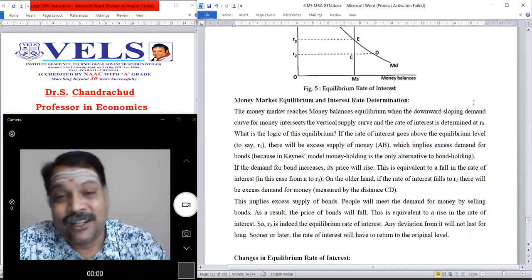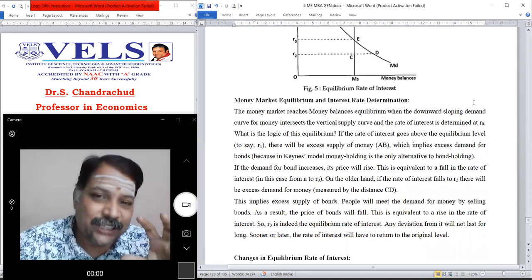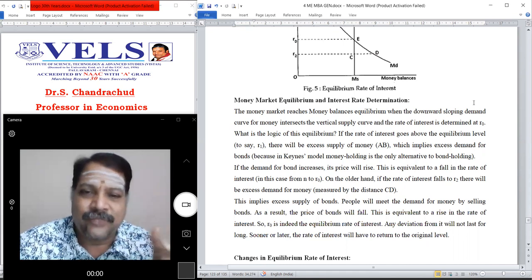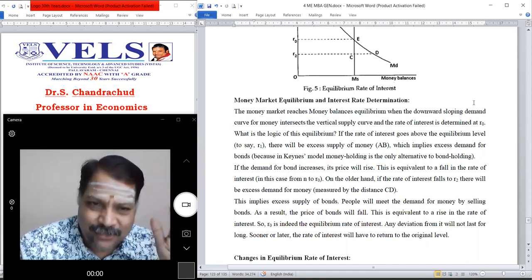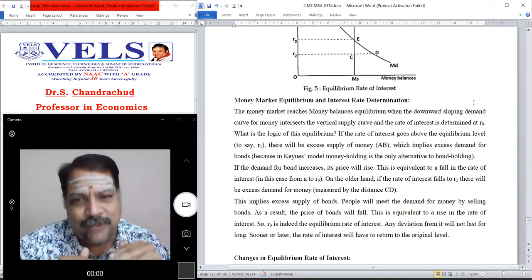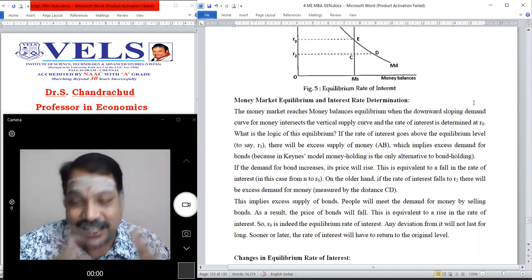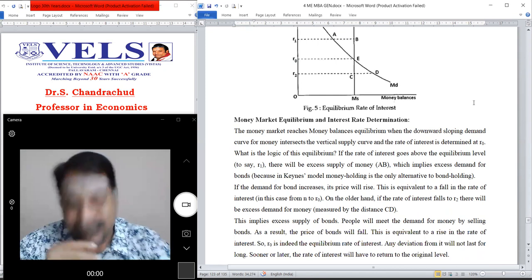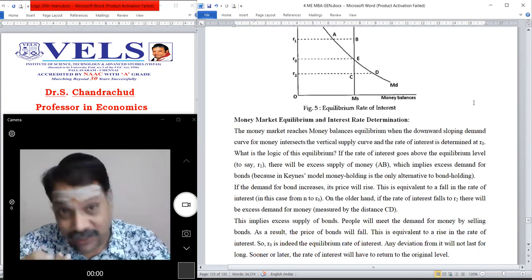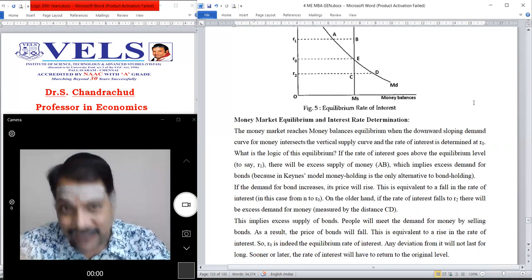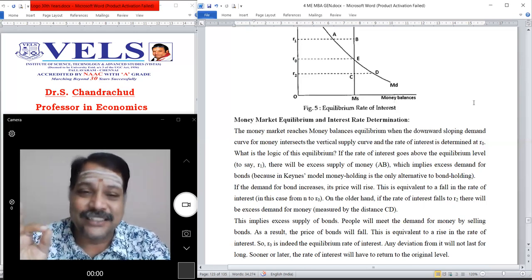So, irrespective of change in interest from R0 to R1 or R0 to R2, the money supply will be the same. So, how do we get the money market equilibrium and how is the interest rate determined? The money market reaches the money balance equilibrium when the downward sloping demand curve of money intersects the vertical supply curve at the rate of interest determined by R0. You can see the diagram. At that point E, it is intersecting. The demand curve is a downward sloping curve from left to right, and the supply curve is vertical. The demand curve intersects at the point E. We may say it is R0.